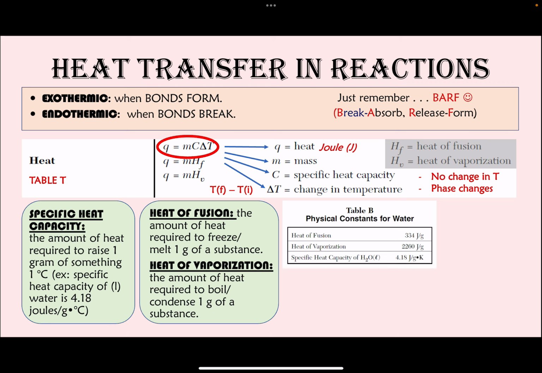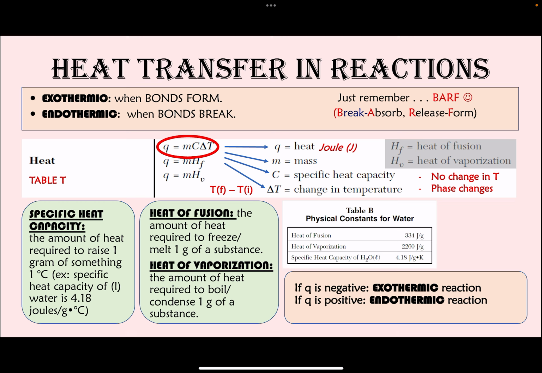So the very, very important thing to remember here is after you do this calculation, you look at your answer to figure out whether your reaction was exothermic or endothermic. And how do we do that? If the Q, or the heat energy that you have calculated, is negative, then that means your reaction is exothermic. And if your calculated Q is positive, that means the reaction is endothermic. Okay?